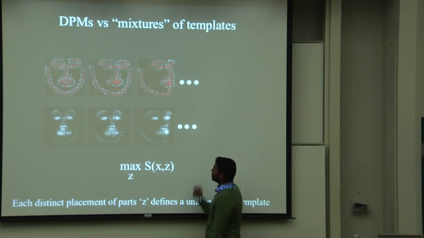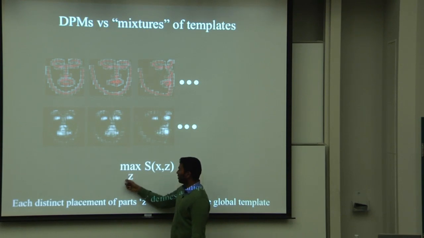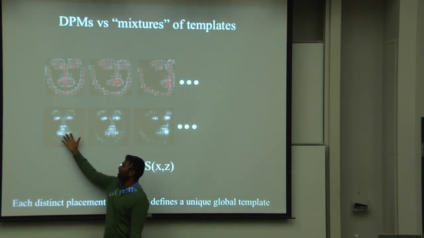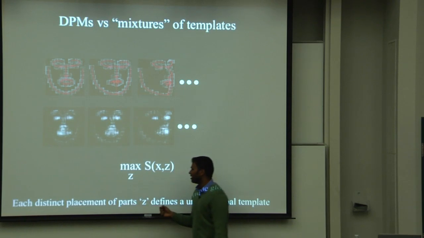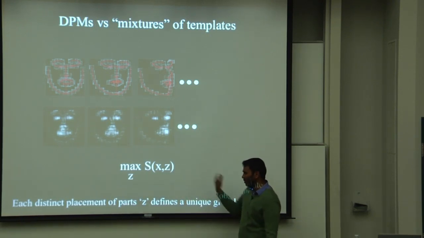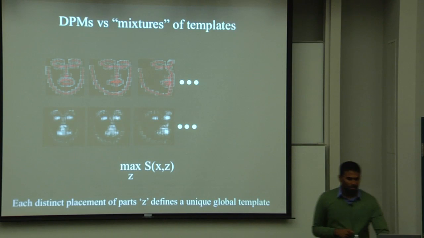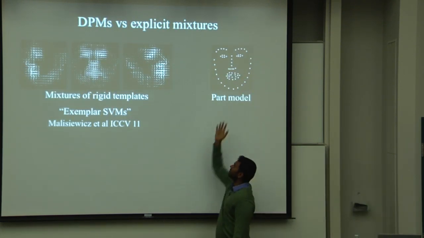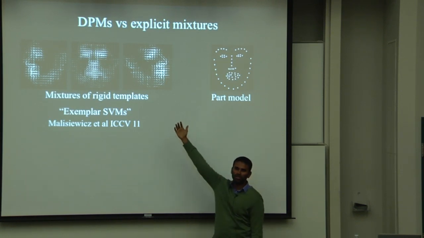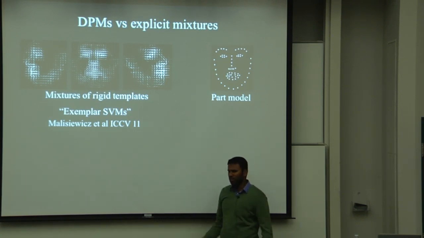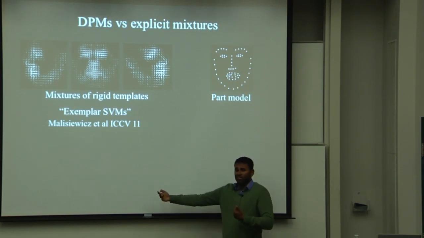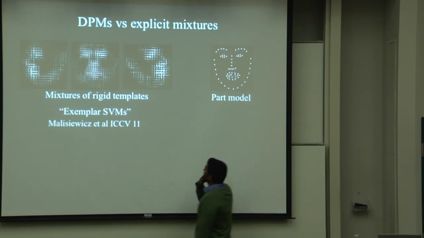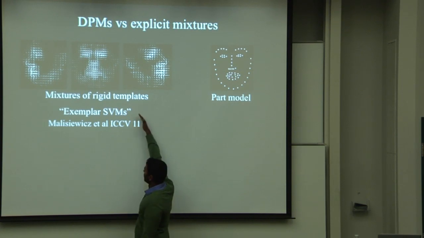So the argument I made before is that every distinct placement of part Z yields a unique global template. So we can think about a deformable part model as a way just to index a set of global templates. But if that's the case, we can ask ourselves, when will it do better than a collection of global templates? Particularly, imagine you train a set of global templates with lots and lots of training data. Shouldn't that basically behave the same as a DPM, which is also something that indexes a large set of global templates?